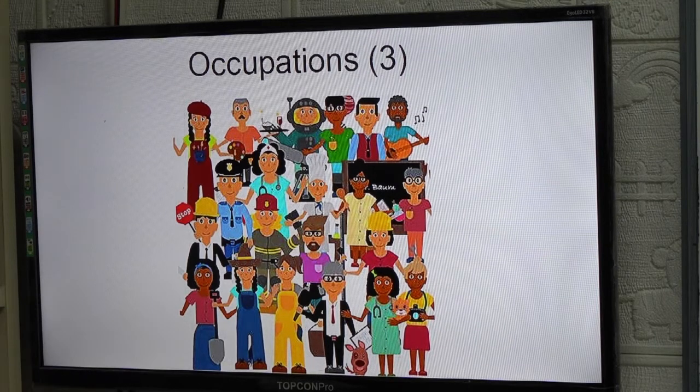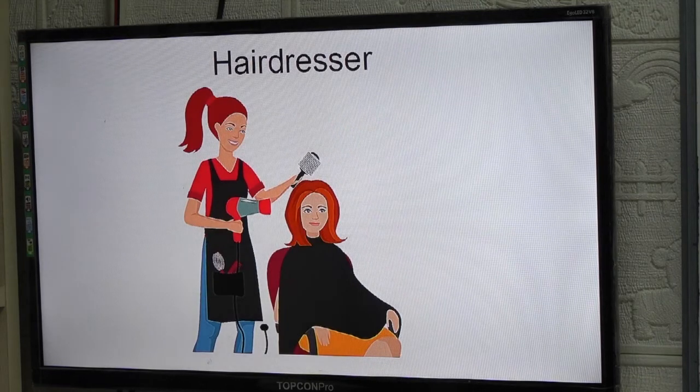So let's get started. All right, we have learned many jobs and occupations throughout this course, right? So it's time to do some review. Today we have learned about occupations 3. All right, who is this person? This person is a hairdresser. Whenever you want to have your hair cut or colored, anything with the hair, you can just go to the hairdresser. Okay, hairdresser.